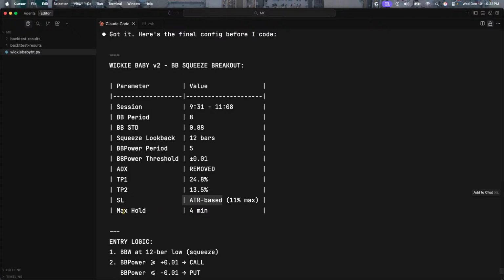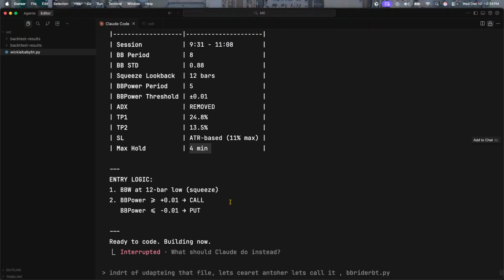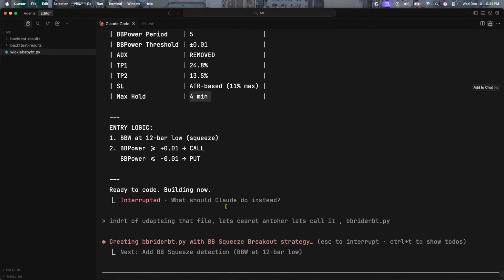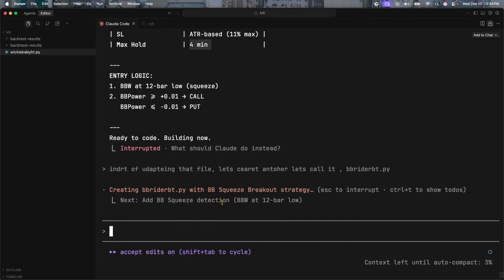And then this strategy has 4 minutes to either take profit at one of these levels, stop loss based off ATR, or the fixed stop loss, or get out at the market. This is how we enter the position. Either it's going to be a call or a put. And now I'm just waiting for the backtest file to actually finish. So once that finishes, we're actually going to run our backtest.